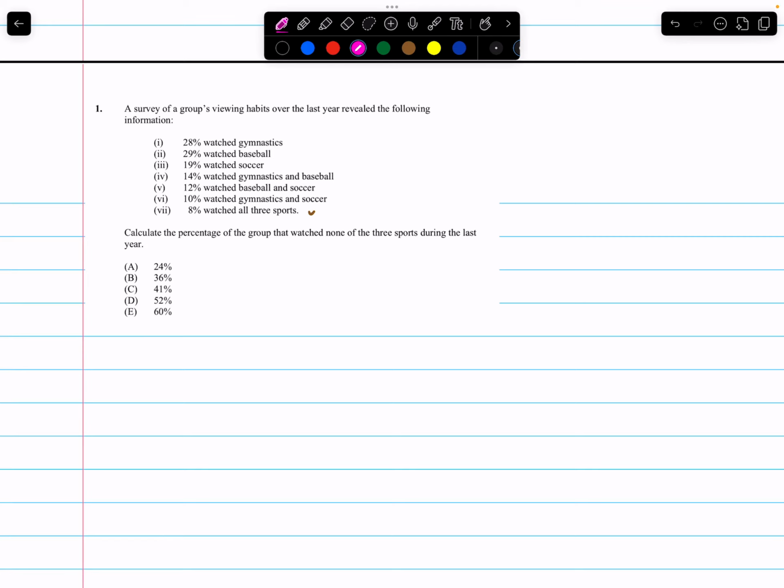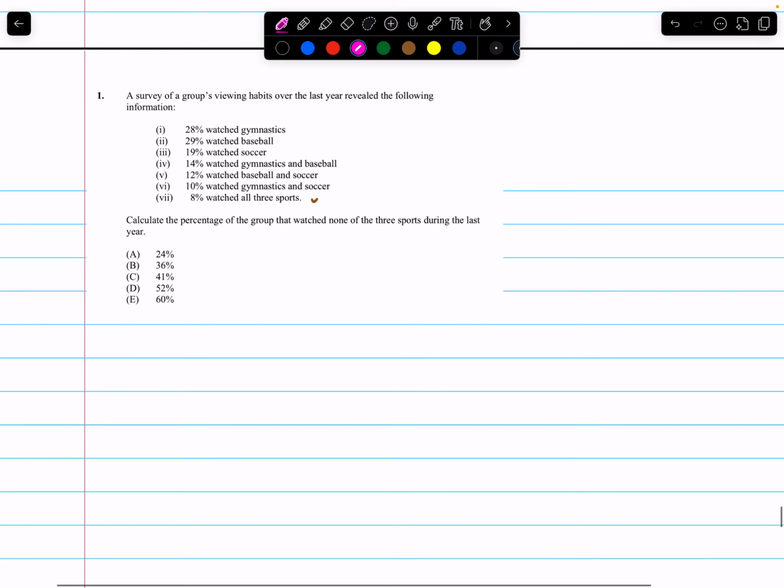Hey, let's look at this practice problem from an SOA P exam. A survey of group's viewing habits over the last year revealed the following information, and it's tabulated here. We're given a bunch of data, and what we want to find is the percentage of the group that watched none of the three sports. We're going to use all this information to extract that.